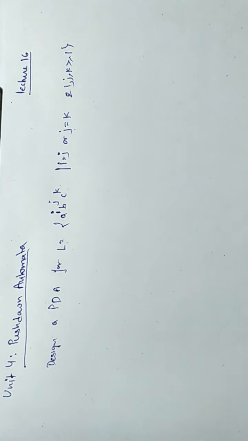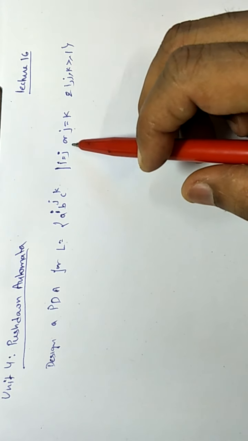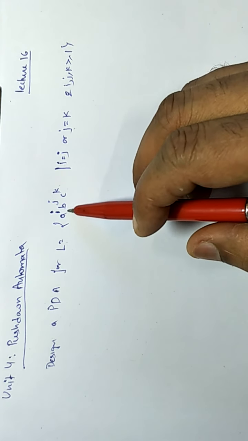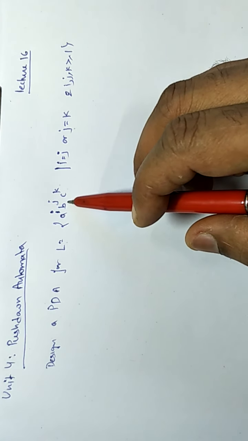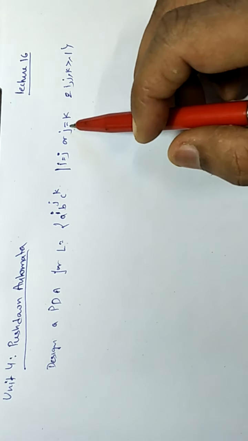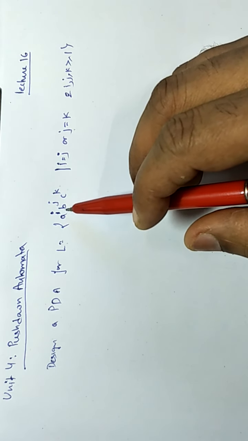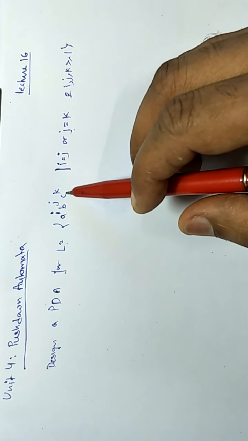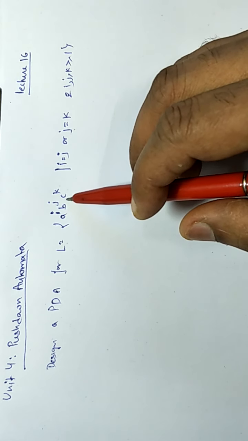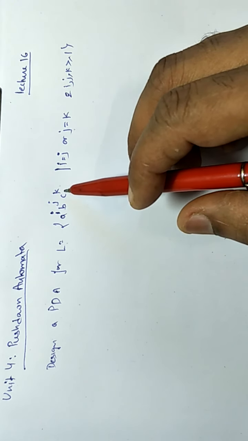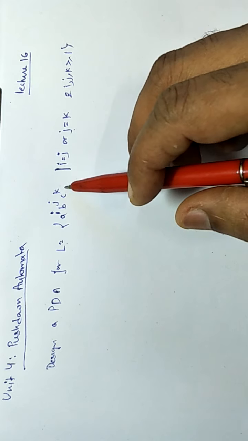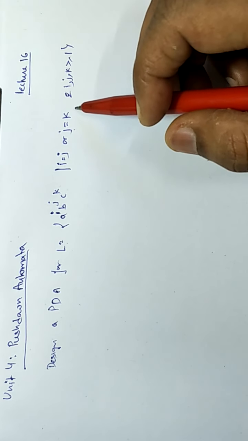So in this language, either i will be equal to j, which means we have to match a and b, and c can be any number greater than or equal to 1. Or j equals k, which means that a can be anything, and b and c should be the same in count. B comes first and then c comes, and the count of b equals the count of c in case of j equal to k.